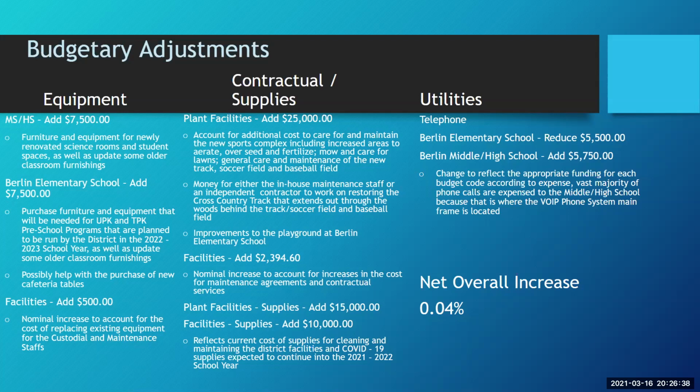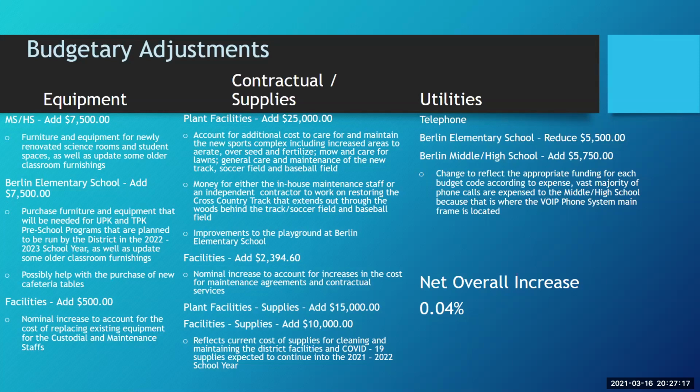And that is to account for additional costs to care for and maintain the new sports complex, including increased areas to aerate, oversee, fertilize, mow, and care for the lawns, general care and maintenance of the new track, soccer field, and baseball. It also includes some money for whether we do it in-house, using in-house maintenance staff or an independent contractor to work on restoring a cross-country track that extends through the woods behind the track, soccer field, and also the baseball. And it includes improvements to the playground at Berlin Elementary.